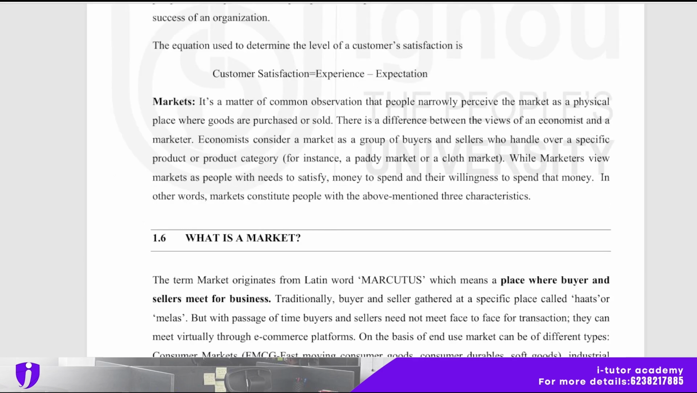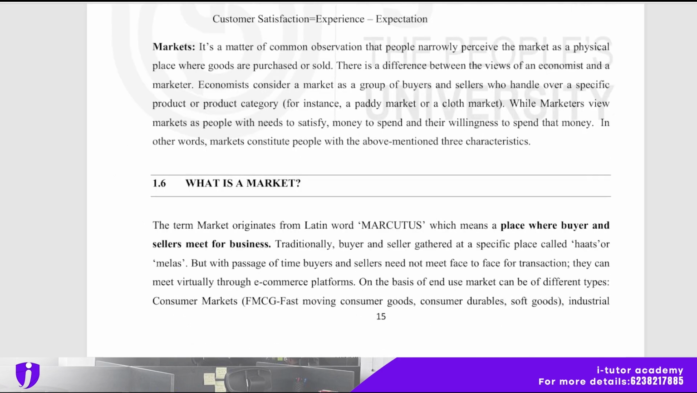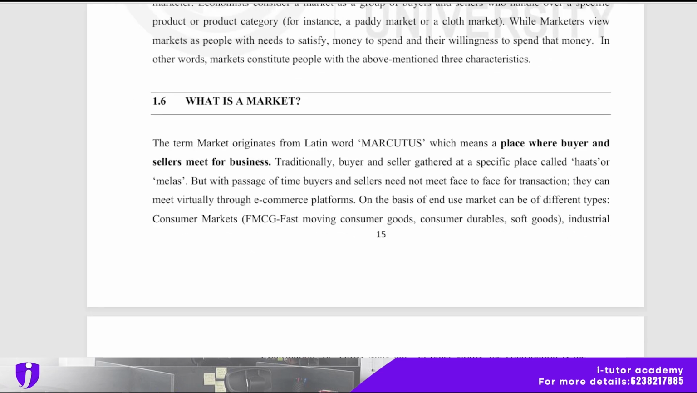So next is markets. It is a matter of common observation that people narrowly perceive the market as a physical place where goods are purchased or sold. There is a difference between the views of an economist and a marketer. Economists consider a market as a group of buyers and sellers who deal in a specific product or product category, while marketers view markets as people with needs to satisfy, money to spend, and the willingness to spend that money. In other words, markets constitute people with the above-mentioned three characteristics. And next is, what is a market?